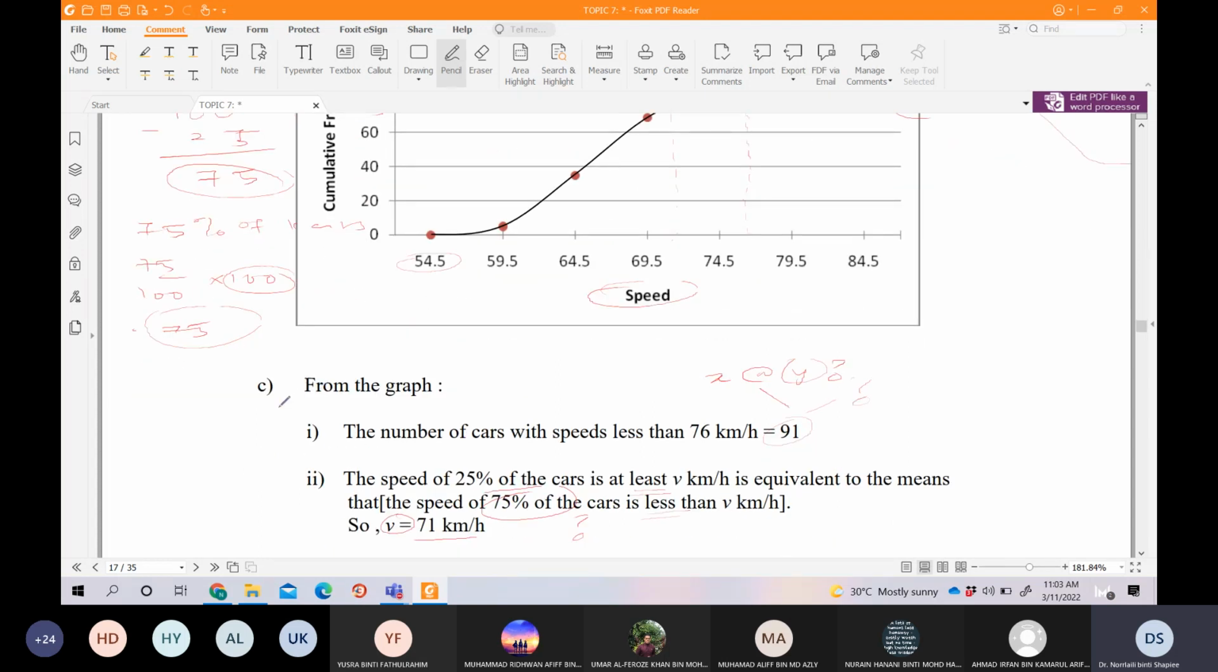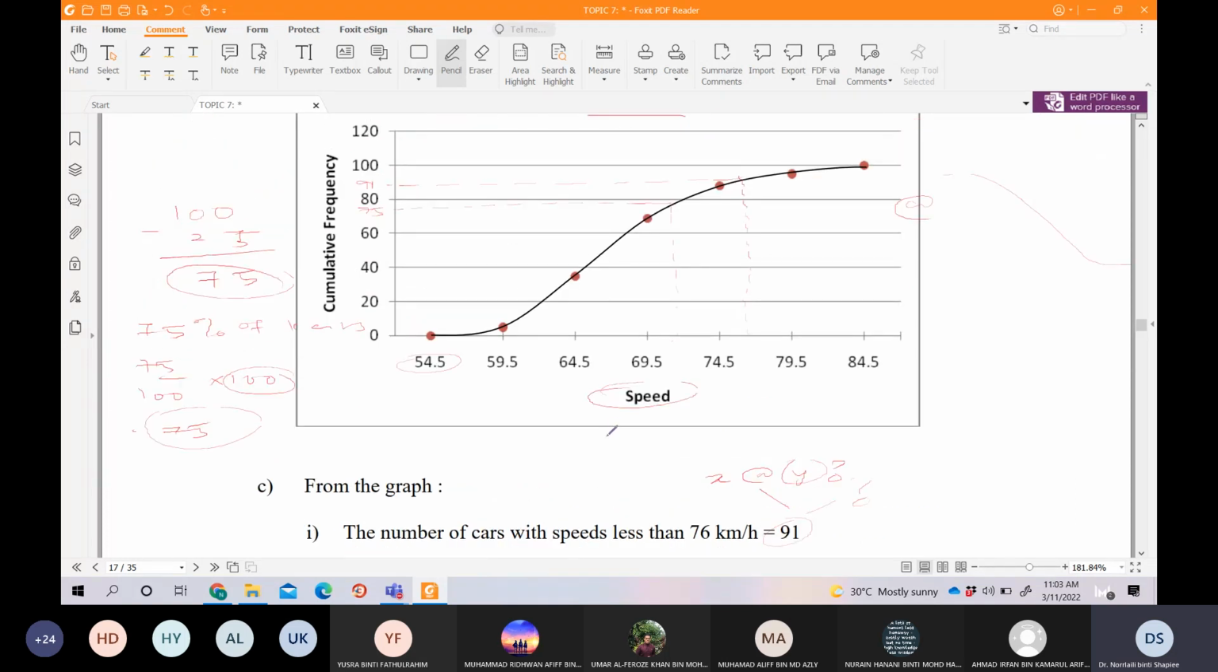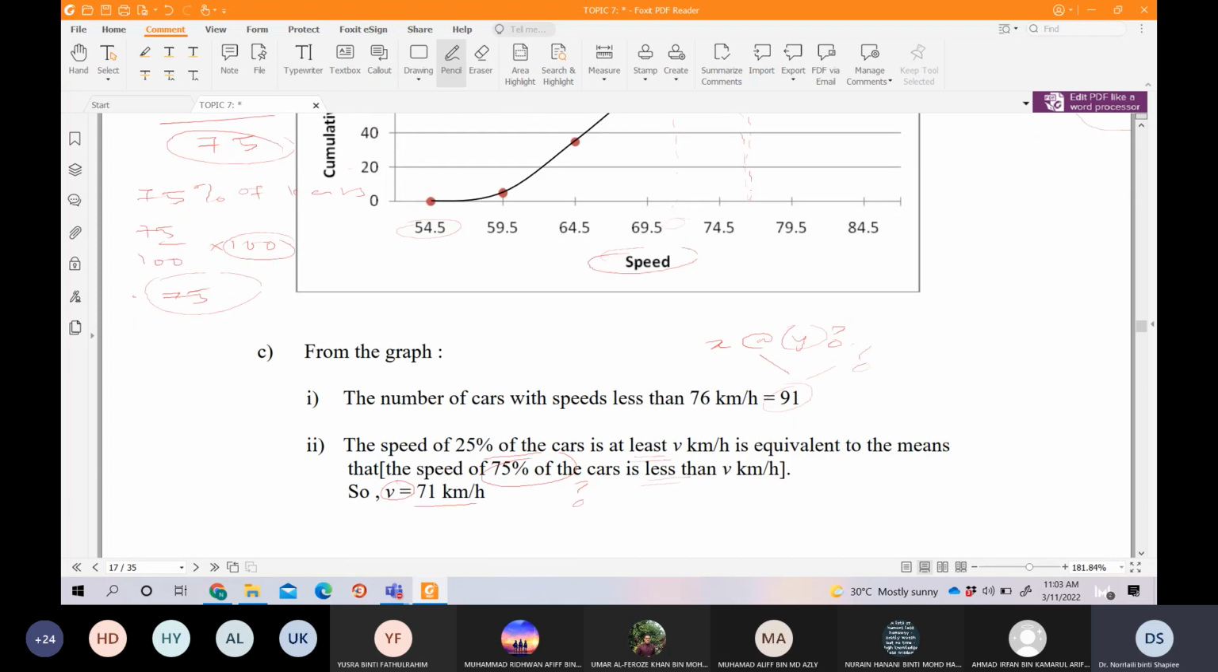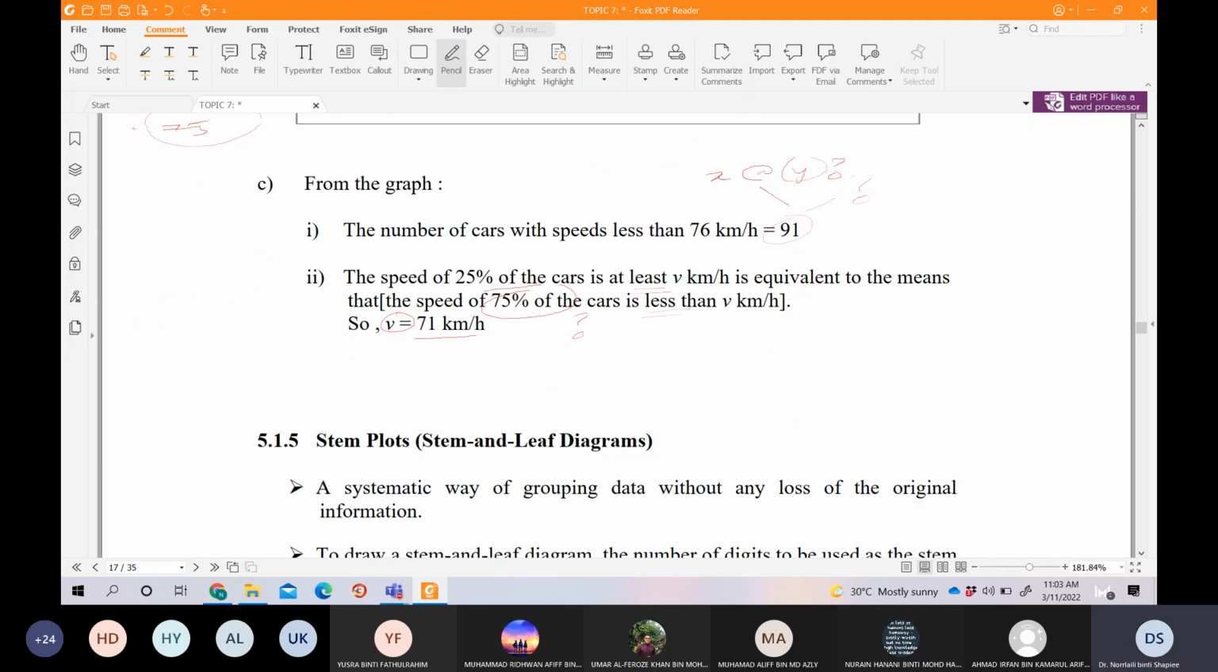Okay, do you see? In the first part, we want to find the number of cars. So when the number of cars has speed less than 76 km per hour, we have to draw upwards, and we find the intersection point here, then we will find the number of cars. So the cumulative frequency is considered as the number of cars. But in the second part, we look for the speed. So when it is speed, you have to start from the y-axis, intersect with the curve, and then you find the speed of the car. Okay. Understand? Any questions so far? Ahmad Zulkarnain?